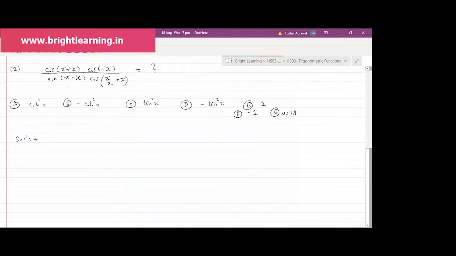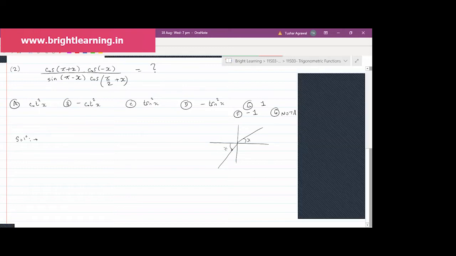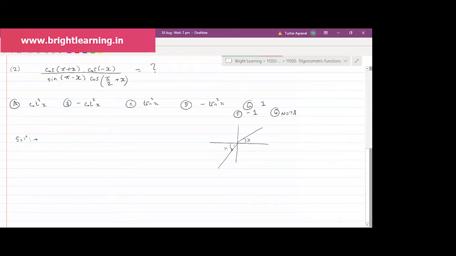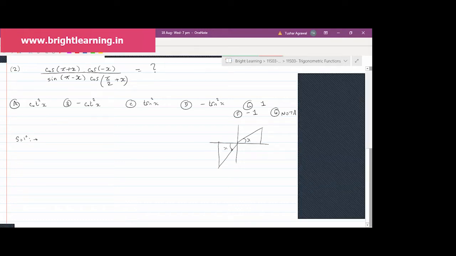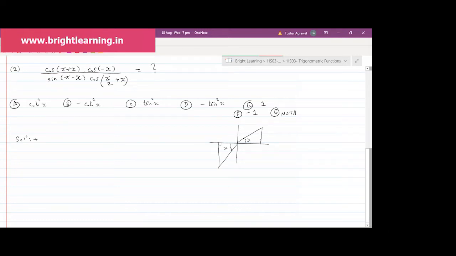See, cos of pi plus x, again the same story. You should just imagine that here is your x. X is some angle, and cos of pi plus x. You rotate pi radian, and then again x over here for pi plus x. So this comes out to be a straight line. These two triangles are similar, the allied angles that we saw: pi by 2 plus minus theta, 3 pi by 2 plus minus theta, pi plus minus theta.